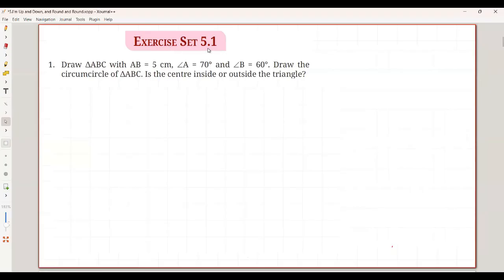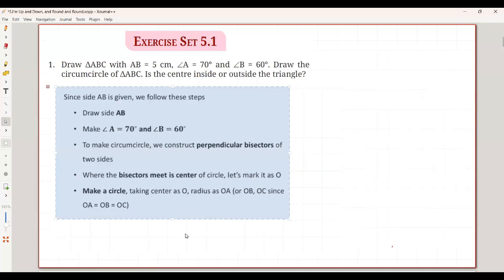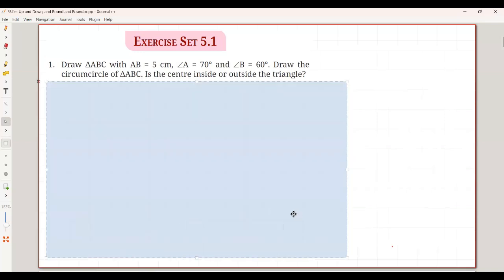So exercise set 5.1, first question. Draw a triangle ABC with AB equal to 5 centimeter, angle A equal to 70 degree and angle B equal to 60 degree. Draw the circumcircle of triangle ABC. Is the center inside or outside the triangle? First, let me show the steps of construction.